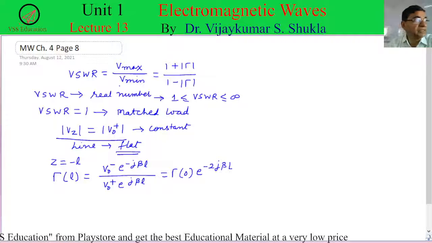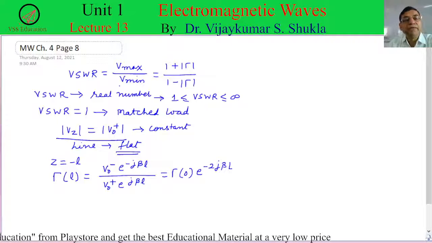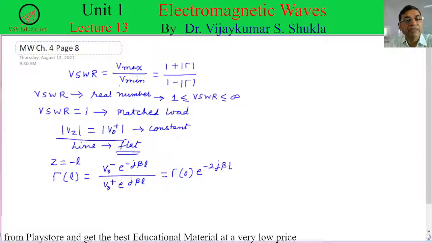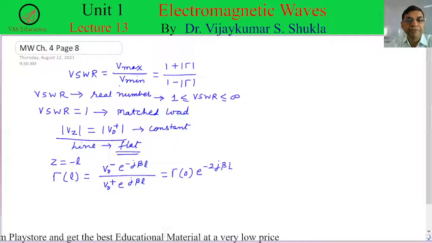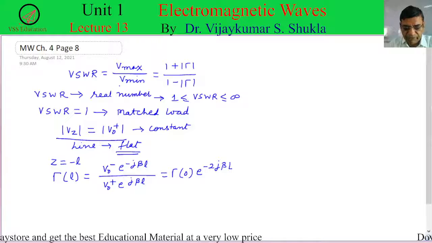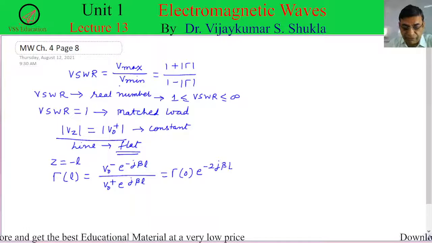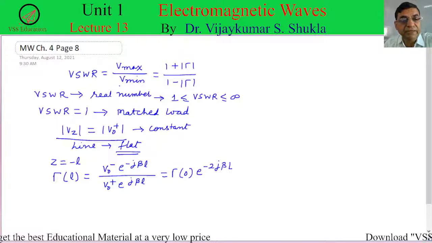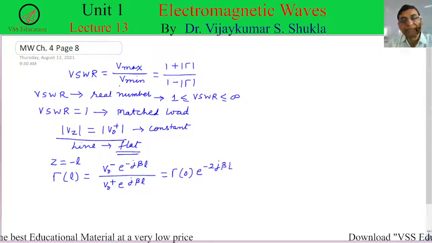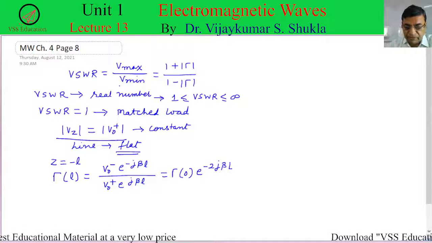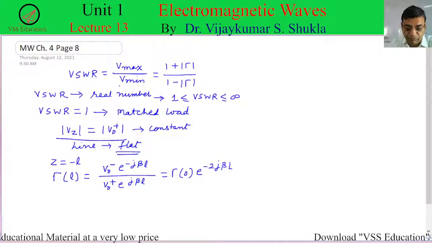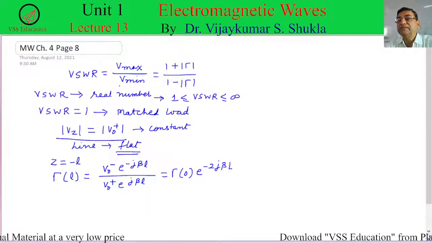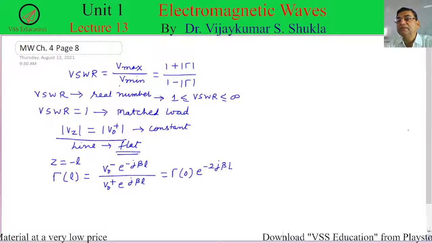And we have seen that this VSWR is a real number, and when the load is matched, that means when ZL is equal to Z0, then VSWR is equal to 1. Okay. So up to this point we have seen, and then we have also seen that if we want to find this reflection coefficient gamma at some point L on the transmission line, then this gamma L is equal to gamma 0 e to the power minus 2j beta L. Up to this point we have seen.